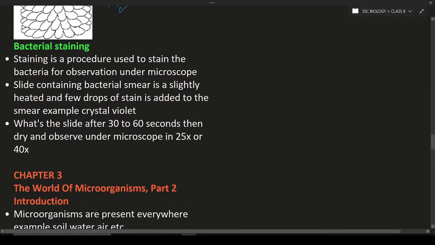So next one will be bacterial staining. What is meant by bacterial staining? First of all, what is staining? Staining is nothing but coloring. So coloring of any substance is known as staining.